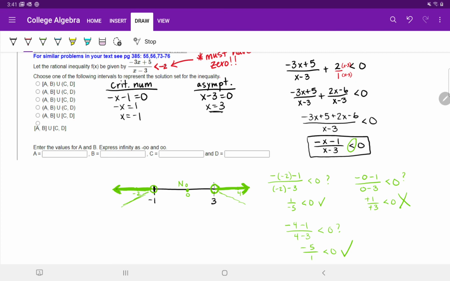So if we want to convert this into interval notation, we start at negative infinity all the way up to negative 1, parentheses, union, and then parentheses 3 to infinity. So our answer needs to have just parentheses in it.